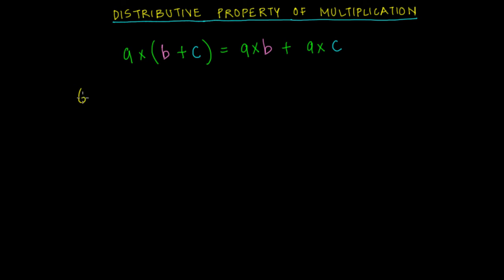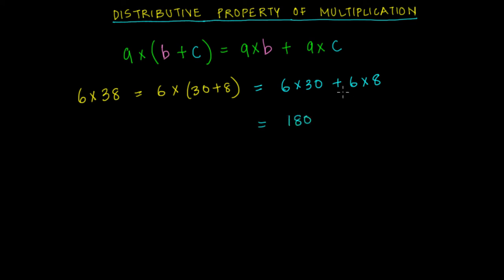Let's solve a problem using the distributive property of multiplication. So if we have 6 times 38, we can rewrite this as 6 times 30 plus 8, because 30 plus 8 is the same as 38. And now we can apply the distributive property of multiplication to rewrite this as 6 times 30 plus 6 times 8. So now 6 times 30 equals 180, and 6 times 8 equals 48. And so the sum is 228. So 6 times 38 equals 228.